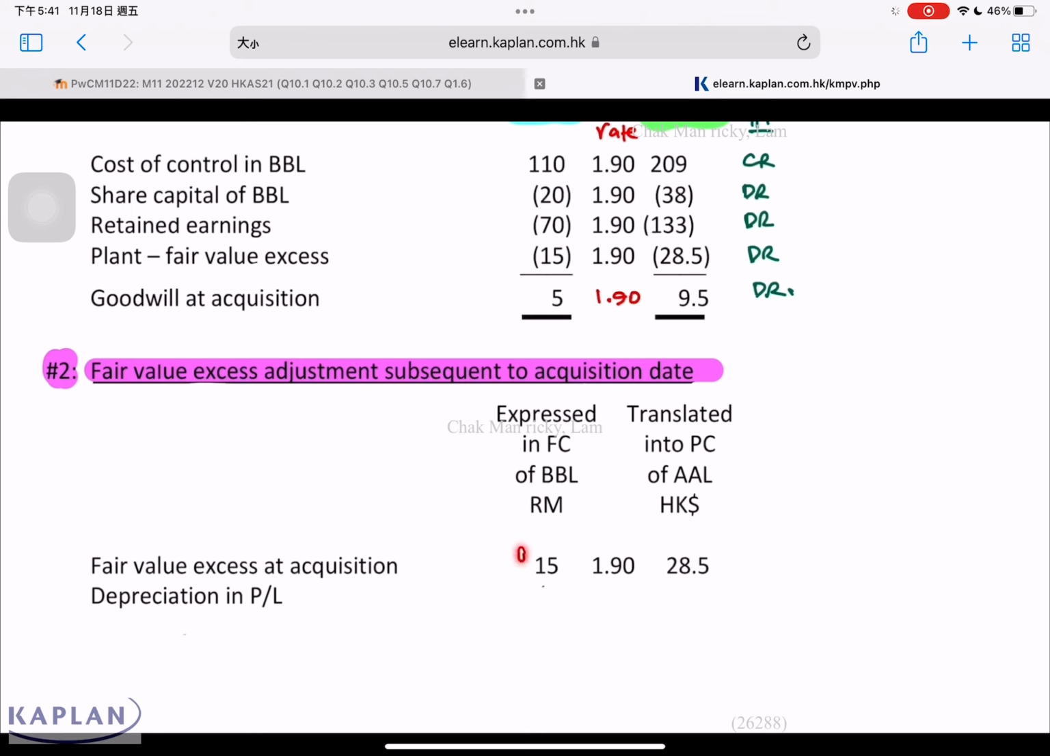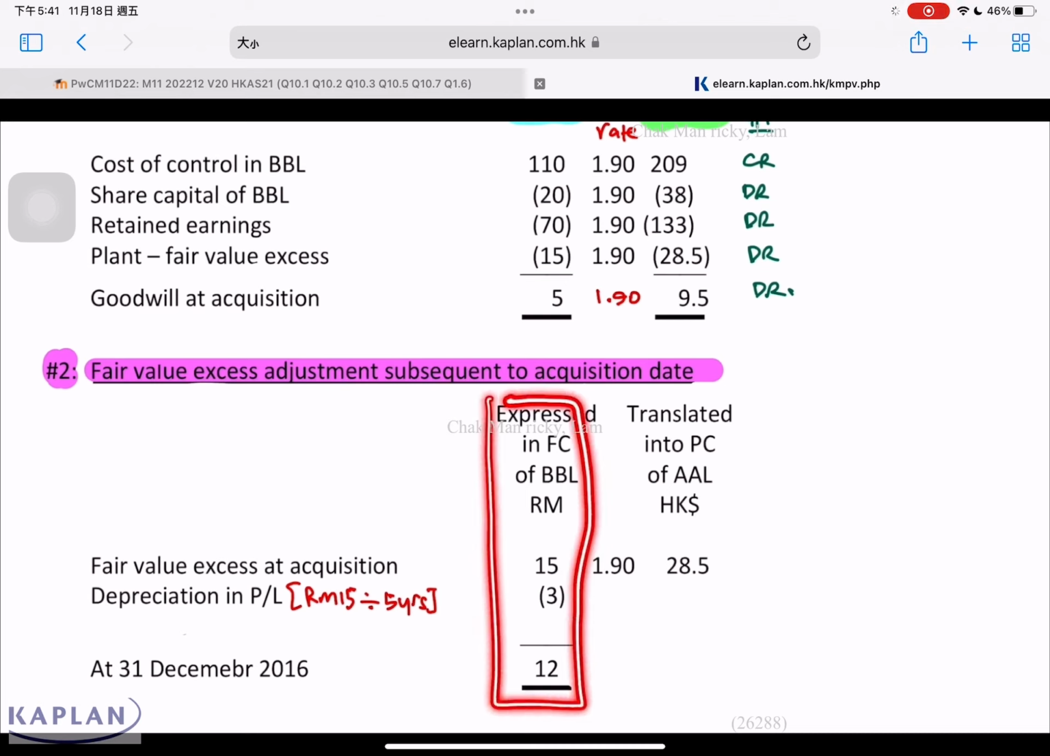Do we make the adjustment based on this figure, functional currency, or do we make the adjustment based on the presentation currency? When making adjustment to the assets of the subsidiary, you must use the figure in the functional currency of the subsidiary. You should not be using this figure, the presentation currency. Take ringgit 15 over the 5-year remaining useful life. Every year you must increase depreciation by 3. After the depreciation adjustment, the plant assets at the year end, 31st December 2016, is equal to 12 ringgit. This is in the functional currency. You adjust the plus and minus in the functional currency of the subsidiary.